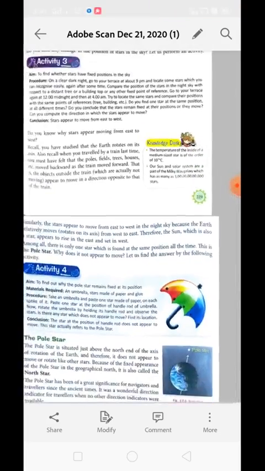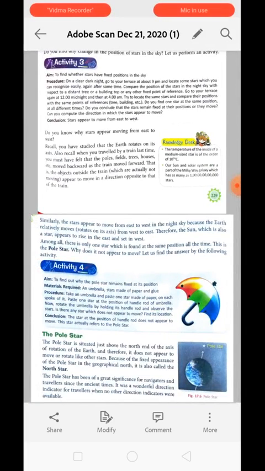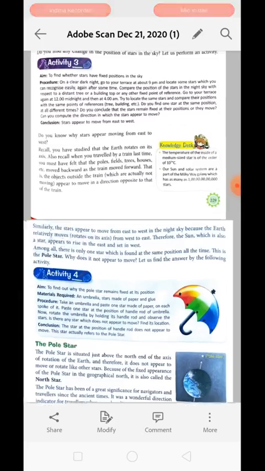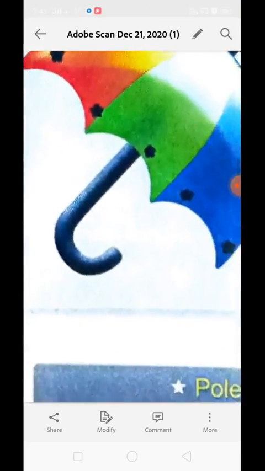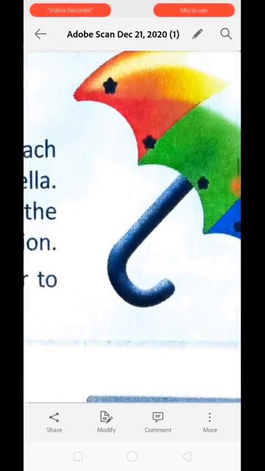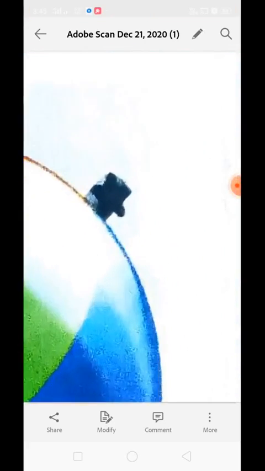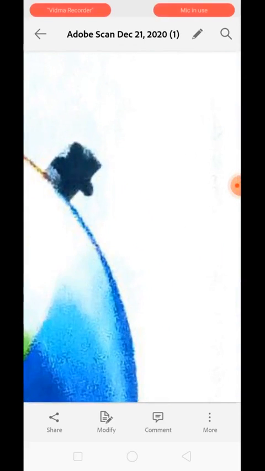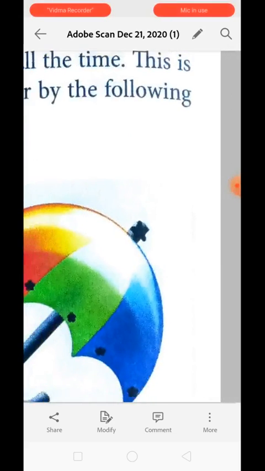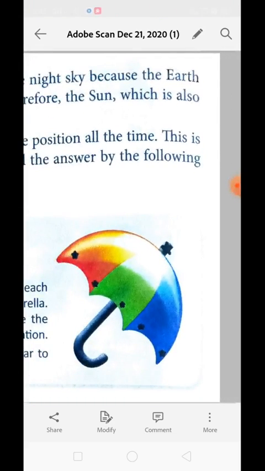Now we have to rotate the umbrella. When we rotate the umbrella, we will observe that all the stars present on the side are changing their respective places, but the one present at the top in the center is not changing its place. It is fixed at a particular point. Why is that? Because it is also rotating, but as it is present at the center of the umbrella, it is not showing a movement.